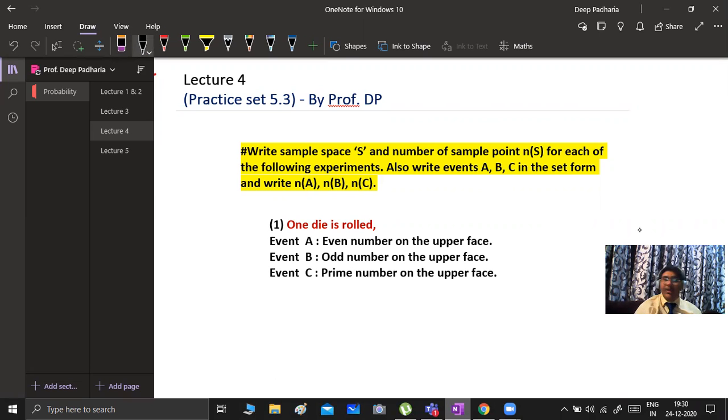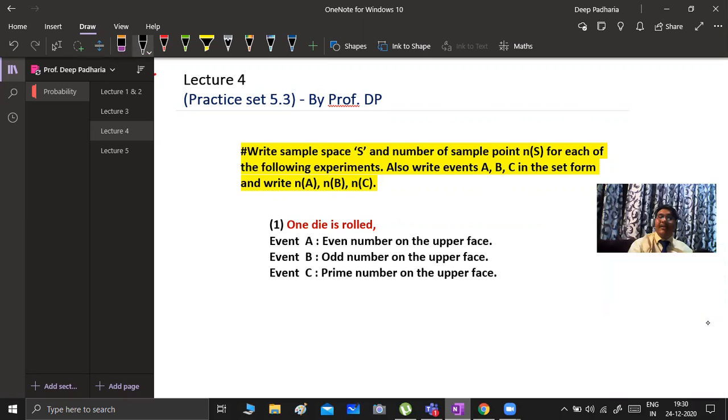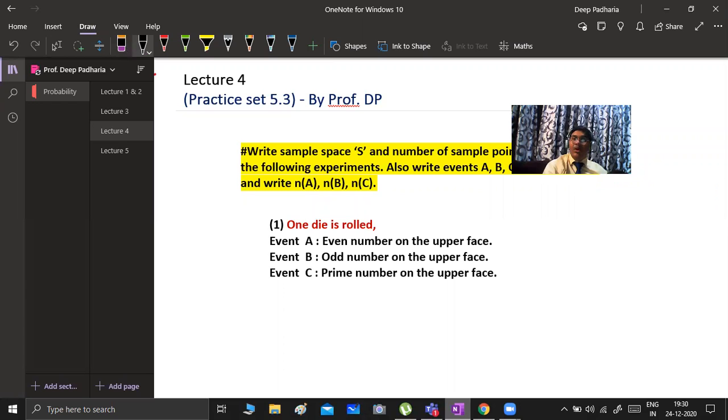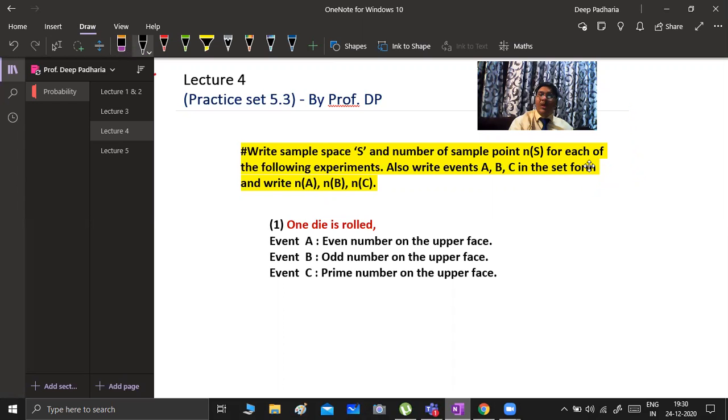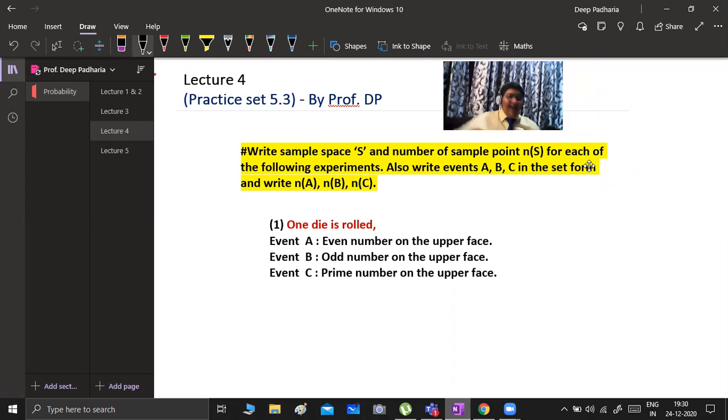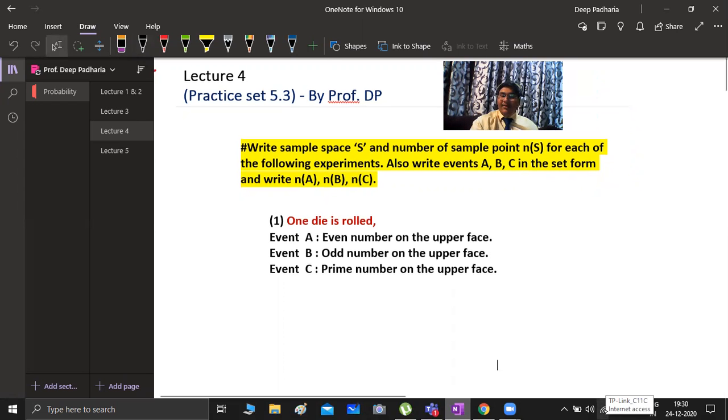Okay. So what is the random experiment here? It is nothing but one die is rolled. One die is rolled. So whenever we roll a particular die, what is the sample space? What is the sample space?